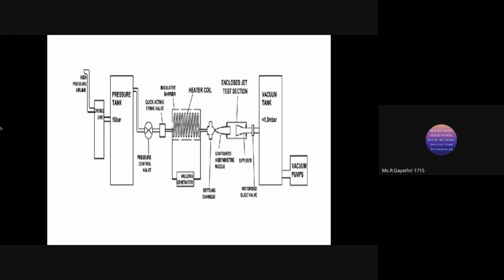We can see some components: high pressure airline, drying unit, pressure tank at 16 bar pressure, and the pressure control valve, quick acting firing valve, insulating barrier, heater coil, welding generator, settling chamber, contoured axisymmetric nozzle, diffuser, enclosed jet section, vacuum tank, motorized slide valve, vacuum pump.